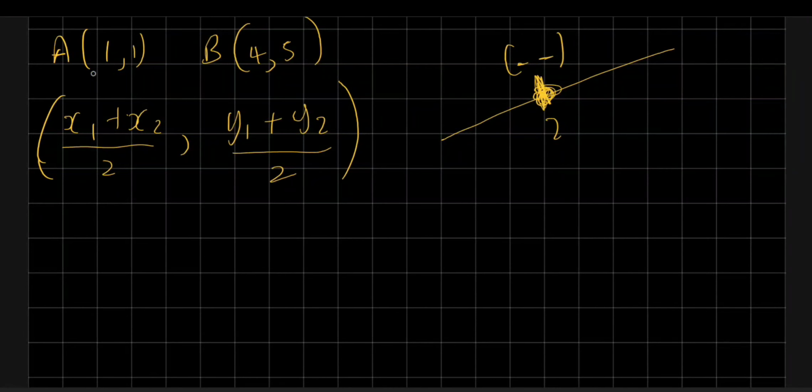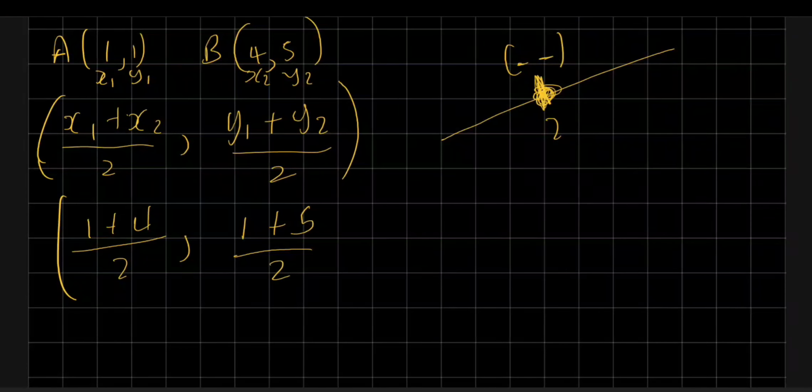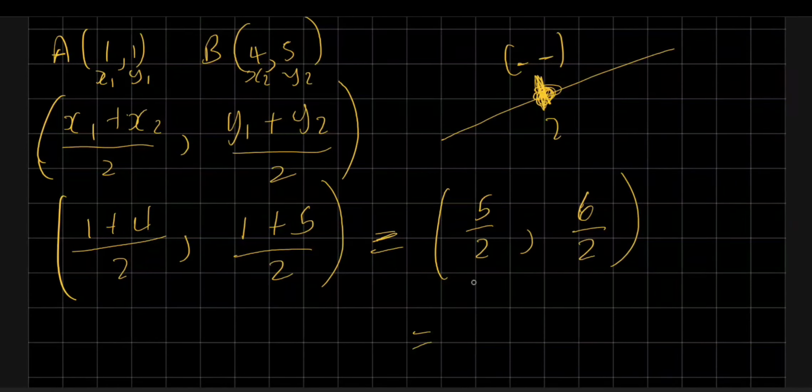So for part A now, let's just call these x1, x2, y1, y2. So x1 will be 1 plus x2, which is 4, divided by 2. And y1 will be 1 plus 5 divided by 2. And the coordinates for the midpoint will be 1 plus 4 will be 5 over 2, and 1 plus 5 will be 6 over 2. And this is equal to 5 divided by 2 is 2.5, and 6 divided by 2 is 3. So the coordinate is (2.5, 3).